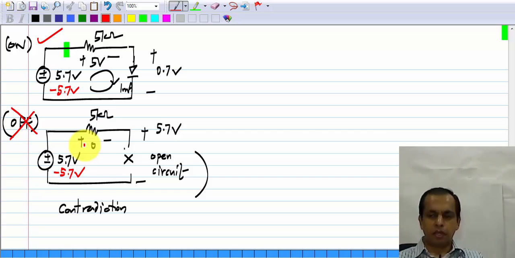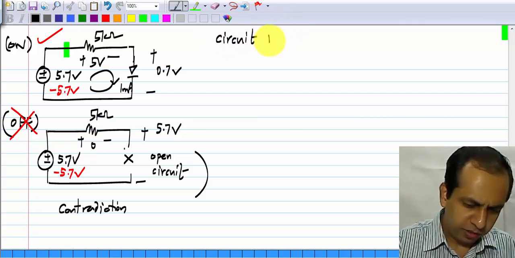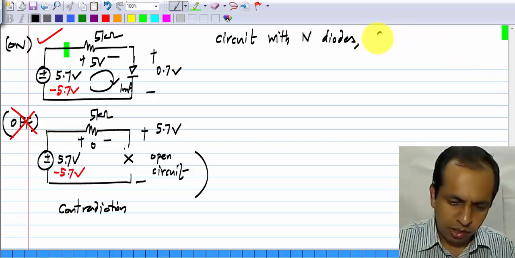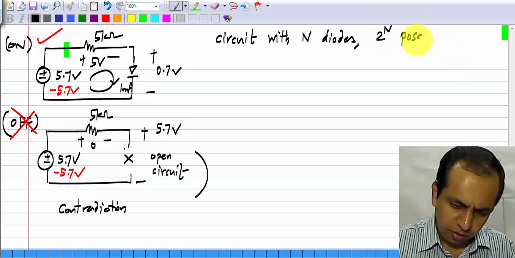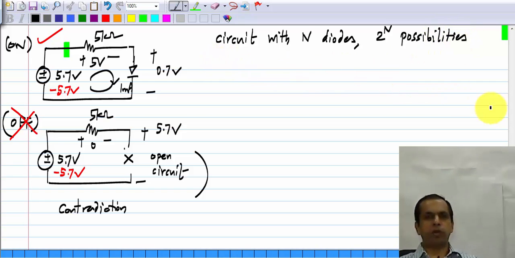Now when you have multiple diodes, if you have a circuit with n diodes, then there are 2 to the n possibilities. That is, every diode can be on or off, and if you take all those combinations, there will be 2 raised to power n possibilities. And in principle, you have to check for all of these. That is, if you have 5 diodes in a circuit, you have to check for 32 possibilities. But of course, frequently you can very quickly dismiss some of the possibilities. You will be able to very easily see the contradiction without having to analyze them in detail.